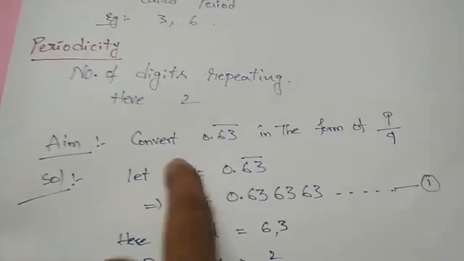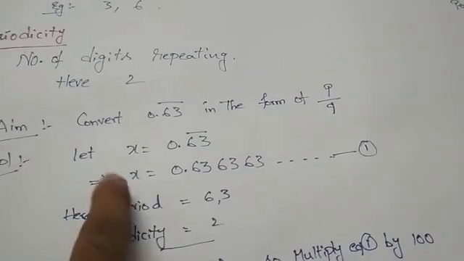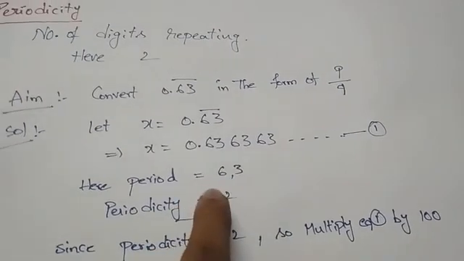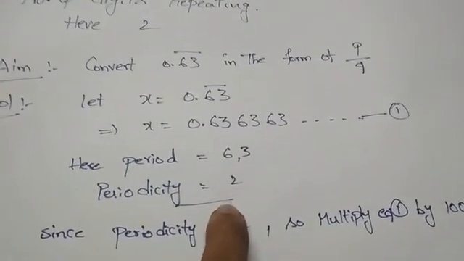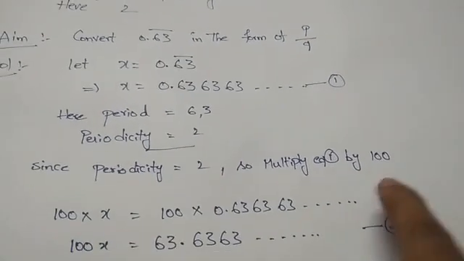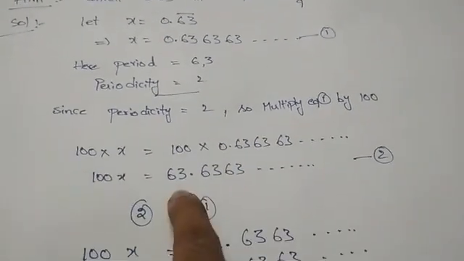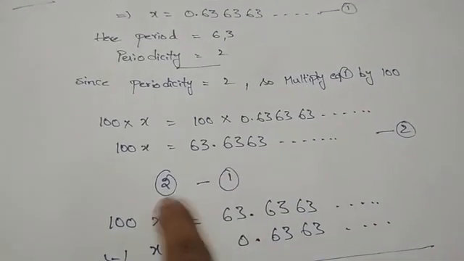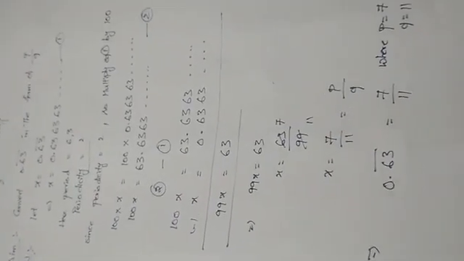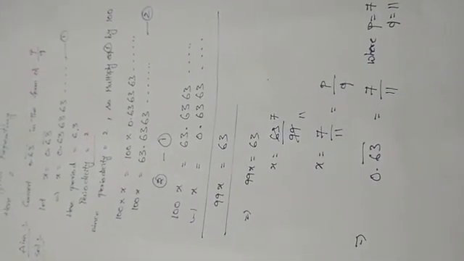Now see here, convert 0.63 bar into the form of p by q. What I have taken: let x equal 0.63 bar. I have opened this value. Period I have calculated, periodicity I have calculated. Since periodicity is 2, I have multiplied equation 1 by 100. Then I did equation 2 minus equation 1. This is the common procedure for every problem. Okay, hope you guys understood.